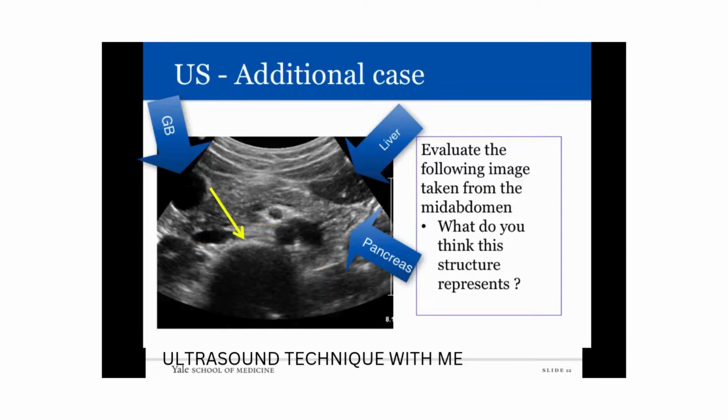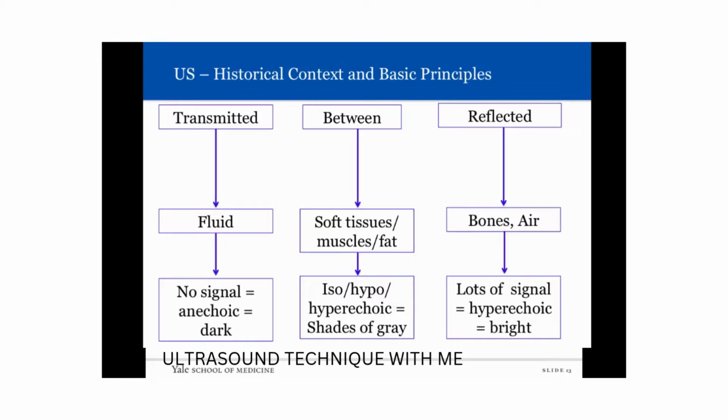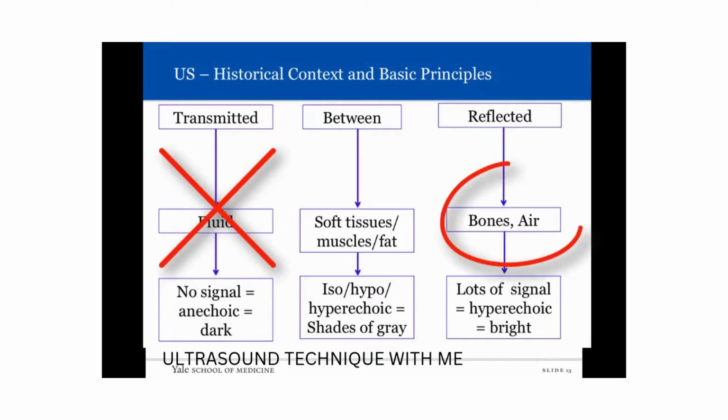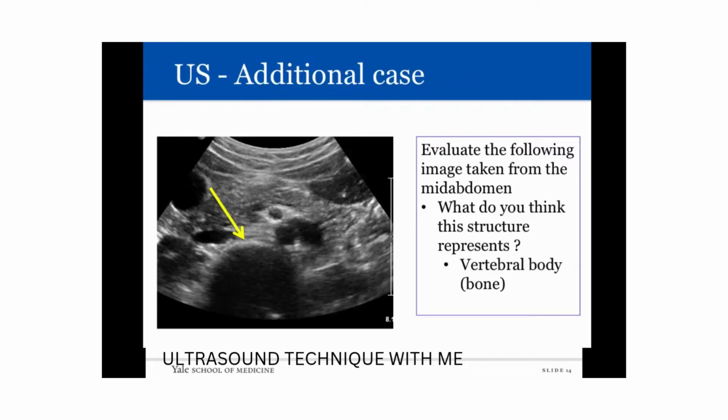If you look at it, as the sound waves go through, there's a very sharp interface over here. Behind it, it looks rather dark. It doesn't look completely black like the simple cyst, but it looks rather dark, almost as if no sound waves are getting through the structure over here. And so if we look at this, it's certainly not fluid because it's not anechoic or completely dark. If we look at sound waves that come reflected, there's lots of bright signal, and behind it there's a paucity of signal. And so it's either bones or air, and inside somebody's abdomen it's probably going to be the bones, and this turns out to be the vertebral body, and that's what bones would look like on ultrasound.